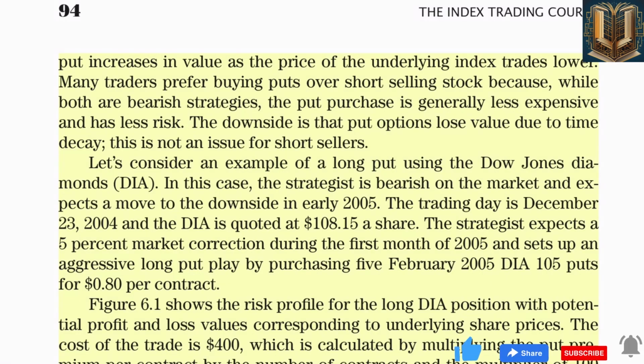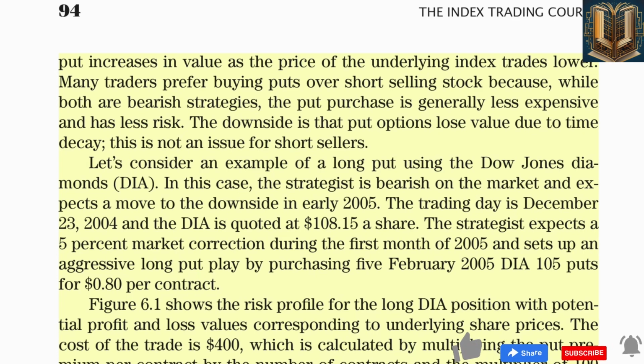I prefer buying puts over short selling stock because, while both are bearish strategies, the put purchase is generally less expensive and has less risk. The downside is that put options lose value due to time decay. This is not an issue for short sellers. Let's consider an example of a long put using the Dow Jones Diamonds, DIA.